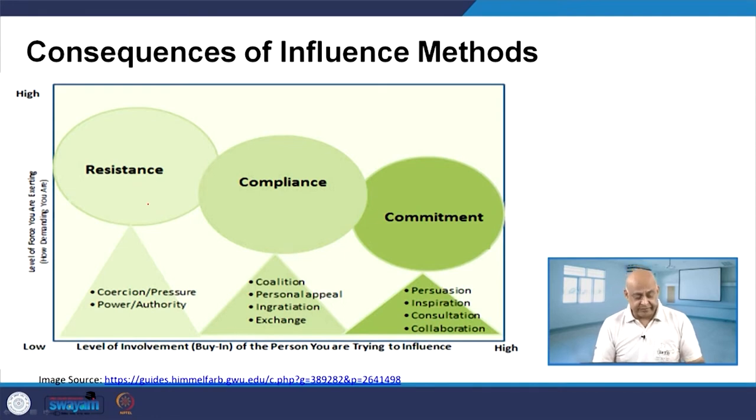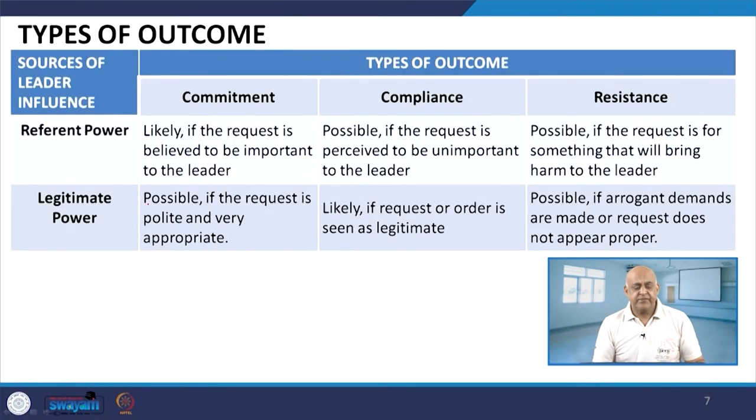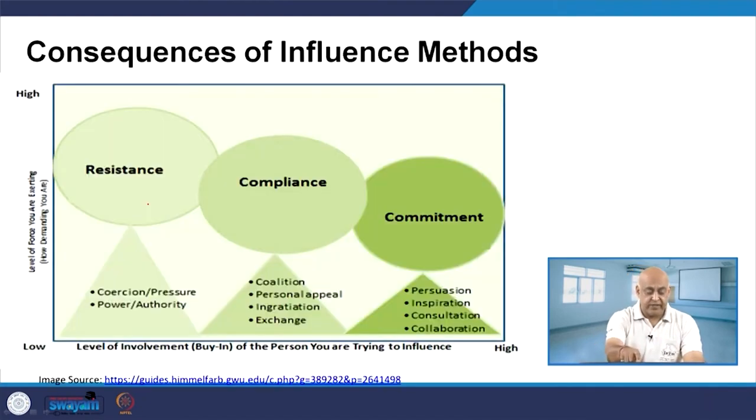In the beginning, resistance will be there. But as we get this influence, we will have compliance, and in compliance there are coalition, personal appeal and integration of the exchange. The third one is commitment, where finally the commitment becomes high. So, the journey starts from resistance and ends at commitment.